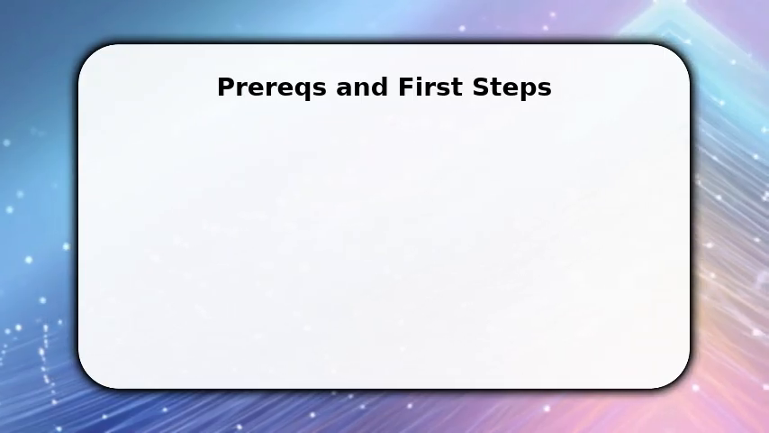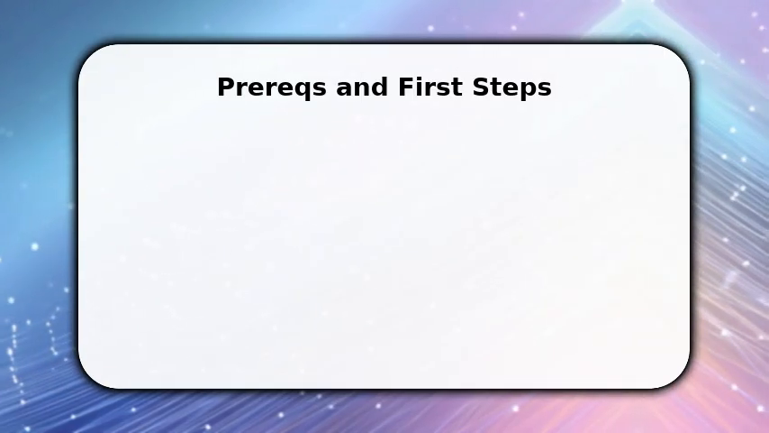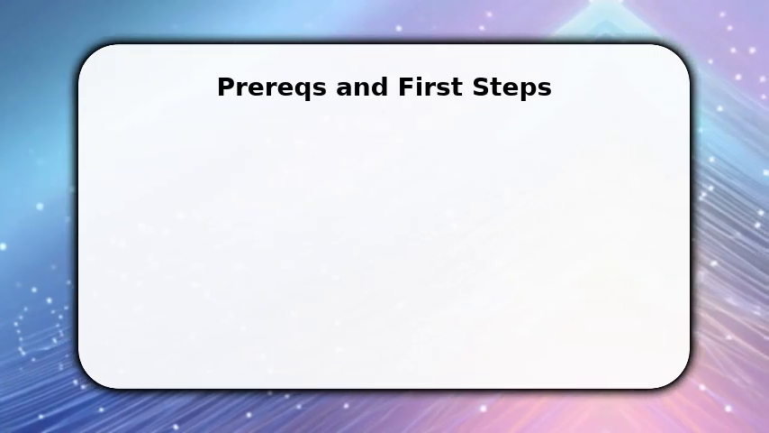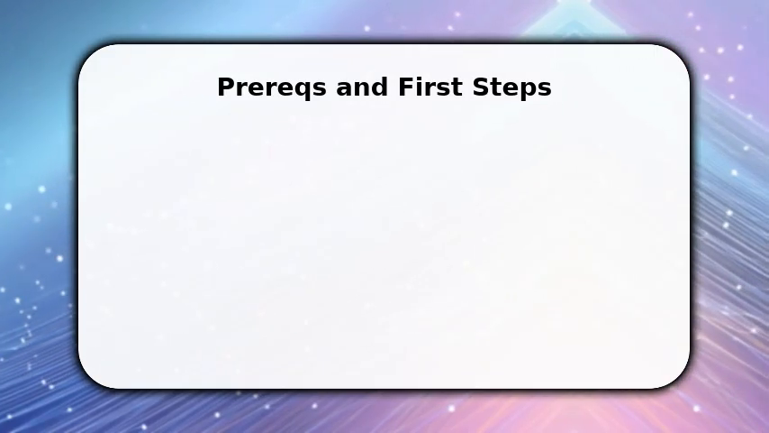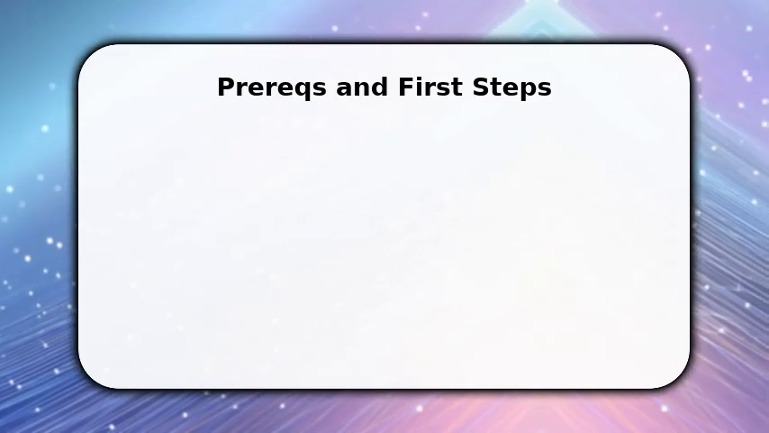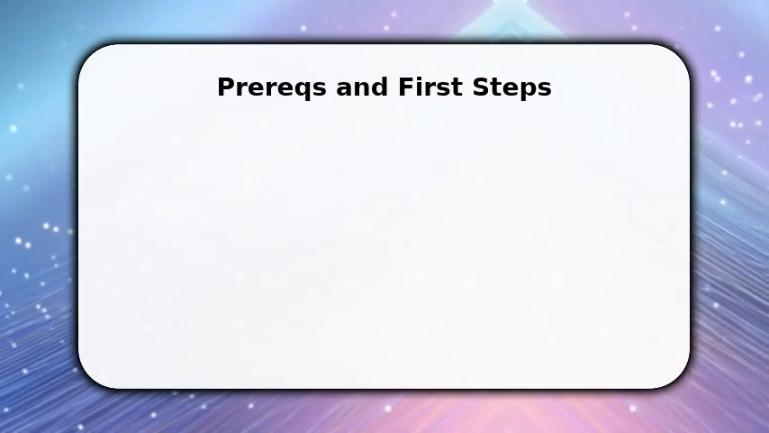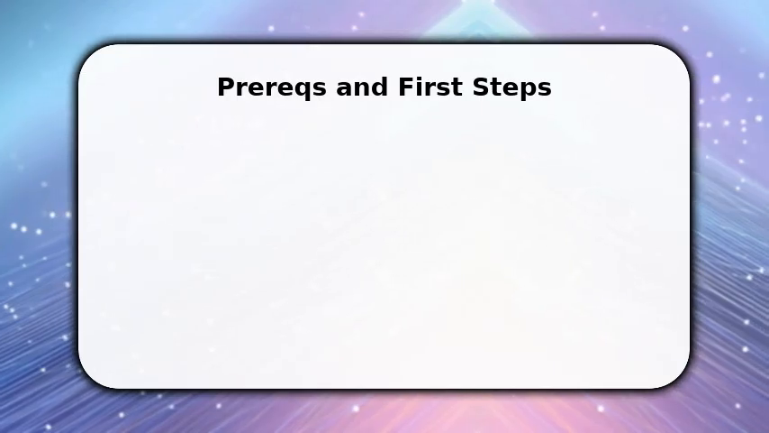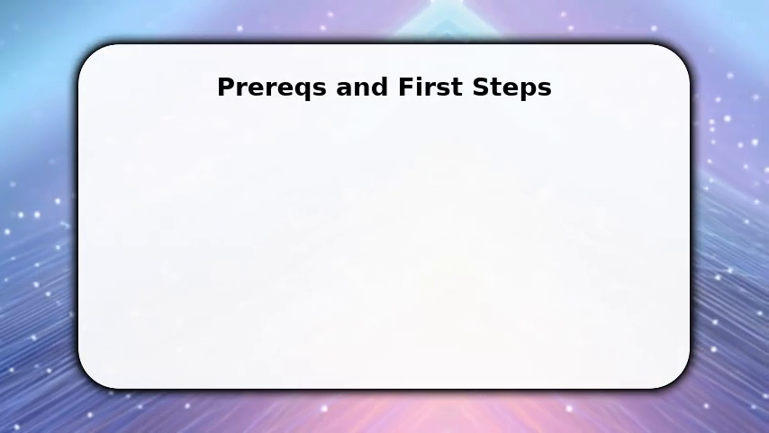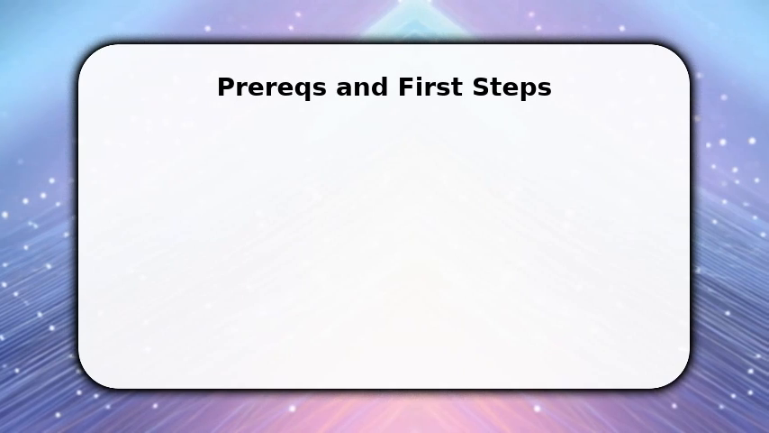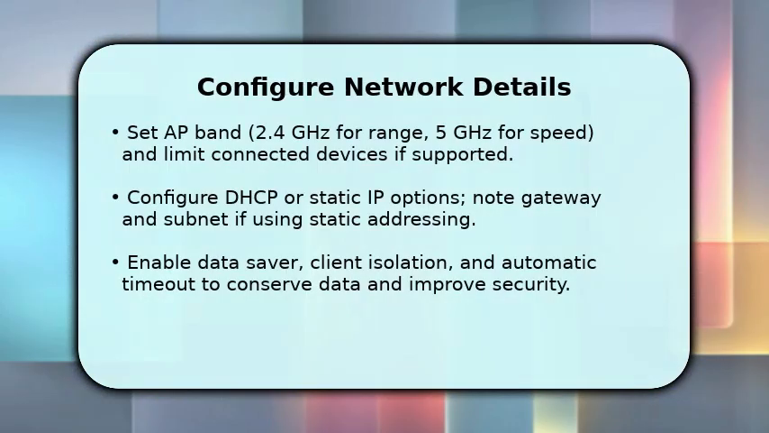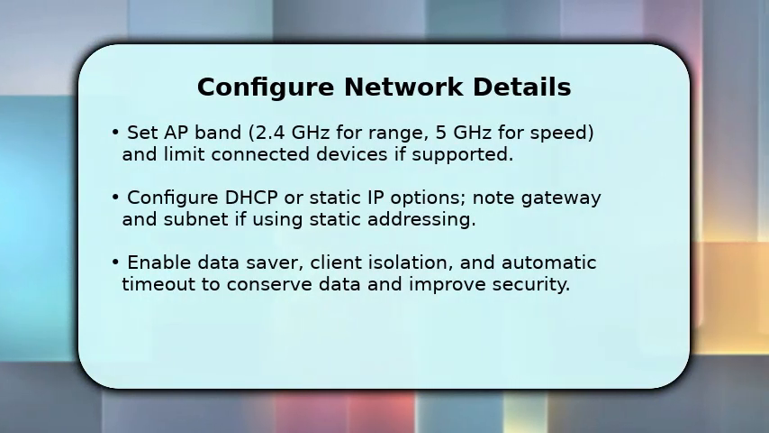Then open Settings and enable the Wi-Fi hotspot feature. Set a unique SSID, choose WPA2 or WPA3 security, and enter a strong password. Once done, make sure hotspot visibility is set as you want, visible for quick pairing or hidden for fewer connection attempts. Now configure the hotspot for performance and security.